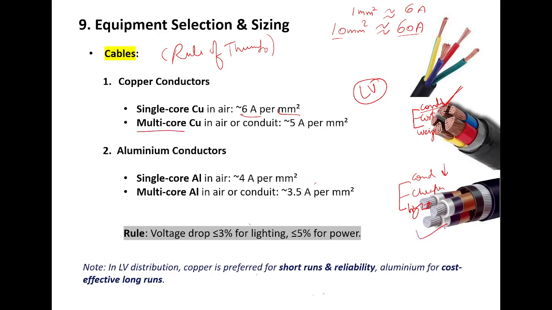This is a multi 3 core cable. This is a 5 core cable. The 5 core cable means R, Y, B, neutral and one earthing. So this is your 4 core cable. In multi-core cable, whether you are installing in air or in conduit, take 5 amperes per square millimeter. I'm coming to the next slide on how to calculate the size.